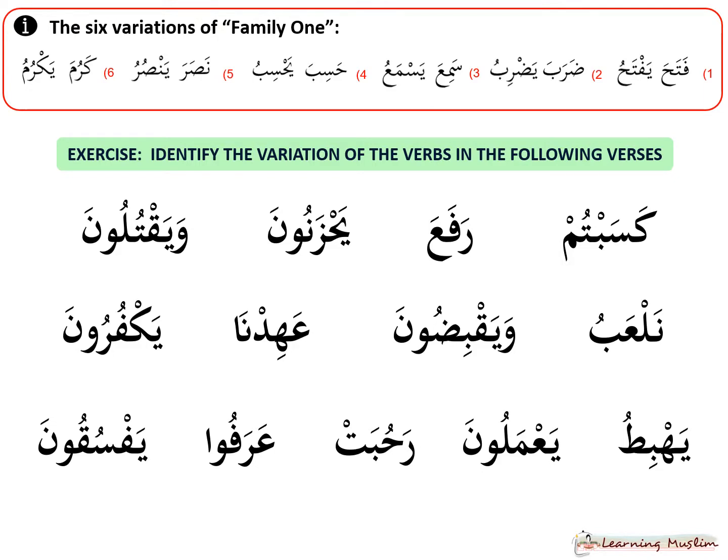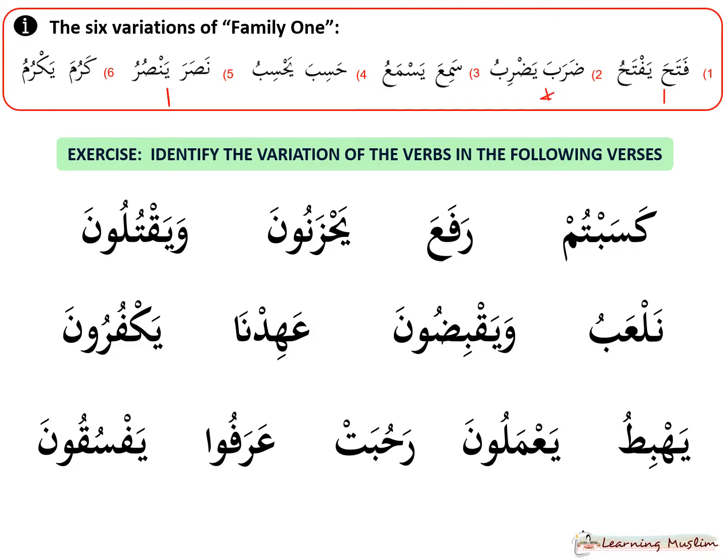So in the following exercise, let's have a look at these verbs and see which variation they belong to. So kasabtum, it could be fataha yaftahu, daraba yadribu, or nasra yansuru, because it's past tense. So it could fit any of those 3. So what we do then to know exactly is we go to the dictionary and check which variation it is. If you go to the dictionary, you will find kasaba yaksibu. So kasaba yaksibu would then be on bab daraba yadribu.